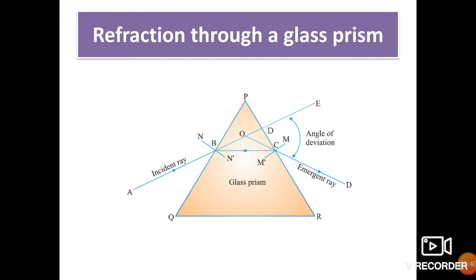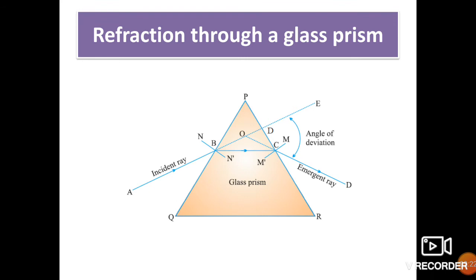Here you can see that if the incident ray is not refracted at all, it will go straight as AE. If there is no bending, it will go as AE. But here refraction happens two times: once when it enters from air into the glass prism, and again when it comes out of the glass prism. If refraction were not happening, it would go as AE. But because refraction is happening, it comes out as CD, at that angle.